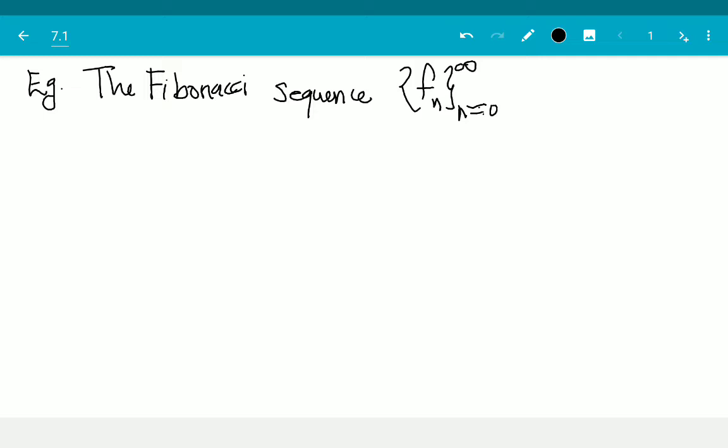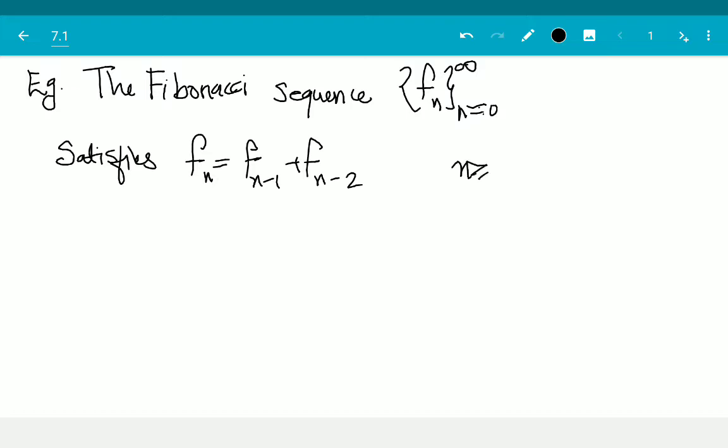And how is the sequence defined? Well, it satisfies F_n has to be the sum of the previous two terms. So F_(n-1) plus F_(n-2). That's its defining condition for n greater than or equal to 2. But this is not the only thing that defines the Fibonacci sequence. The starting conditions are super important because without them you can make the sequence to be anything. So you need to define F of 0 and F of 1.